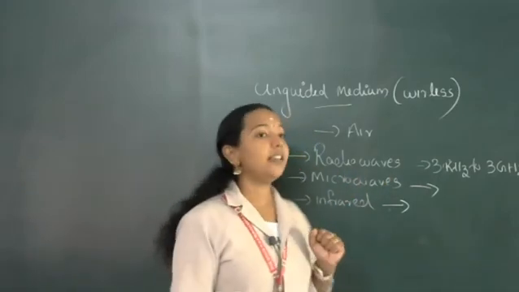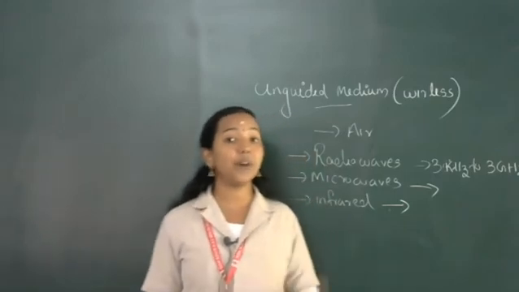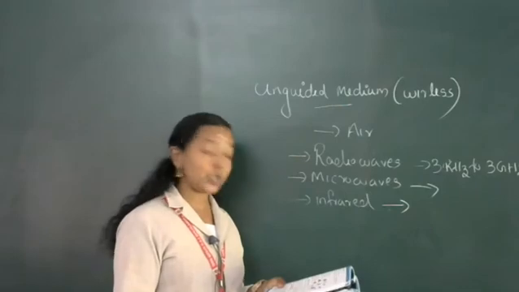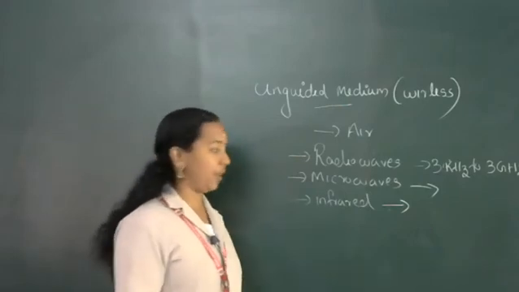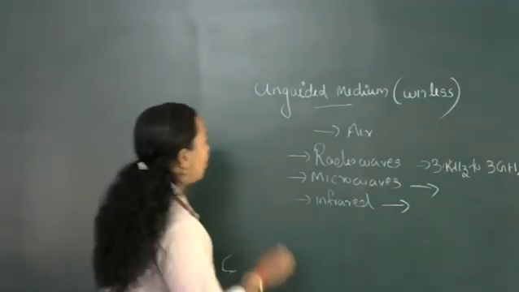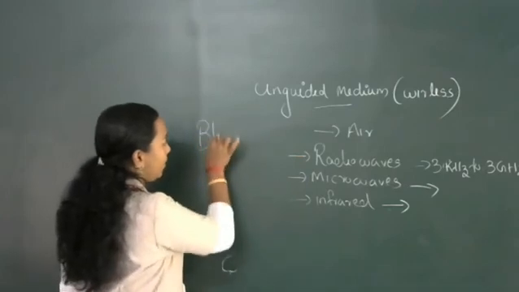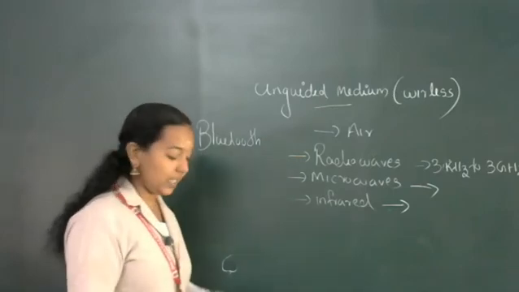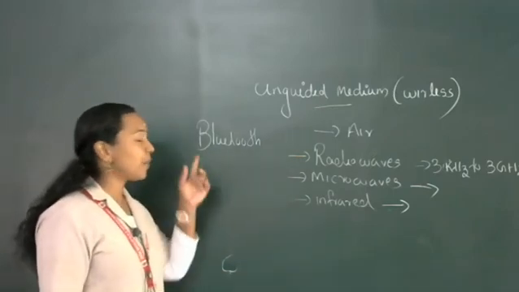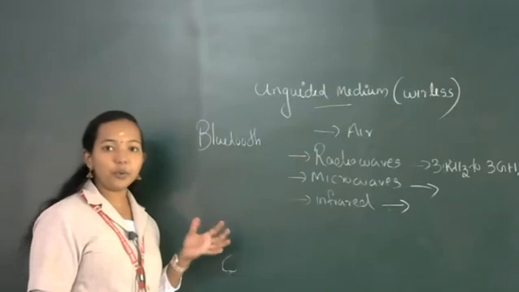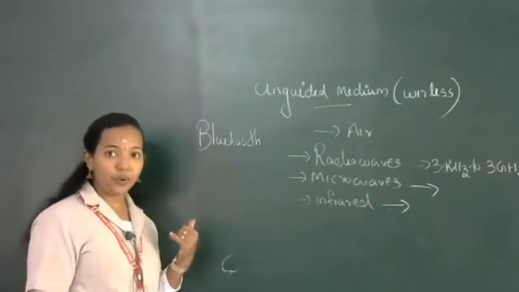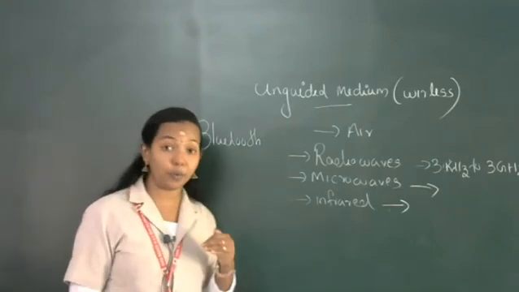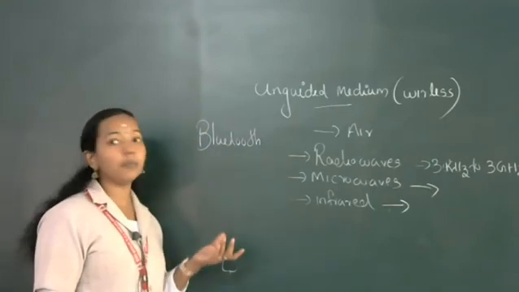Next we are going to discuss some of the devices and wireless communication technologies using radio waves. The first one that you already know is Bluetooth. What is it? Nowadays we are using Bluetooth for connecting headphones, and also we can send files from our mobile phone to laptop using Bluetooth.